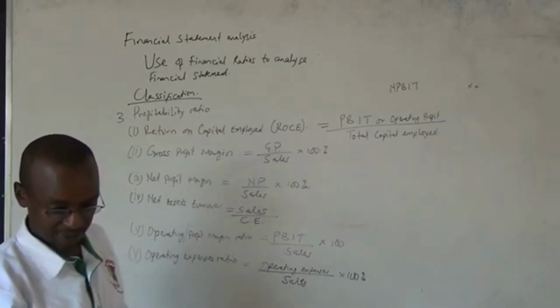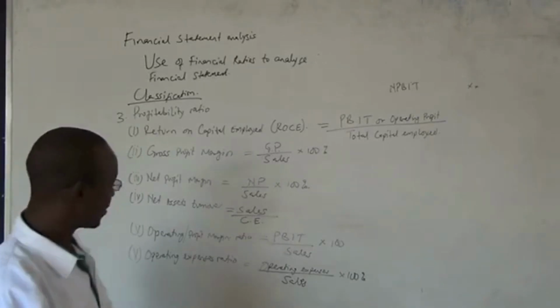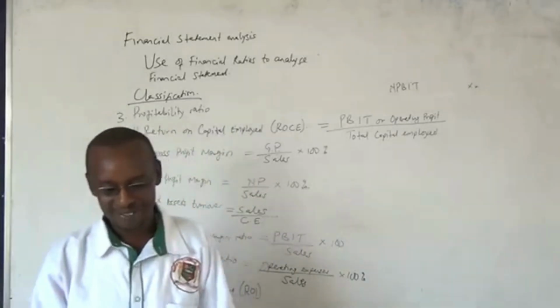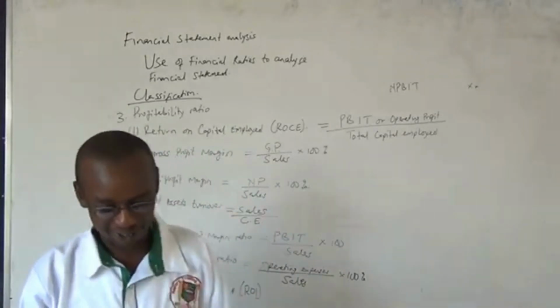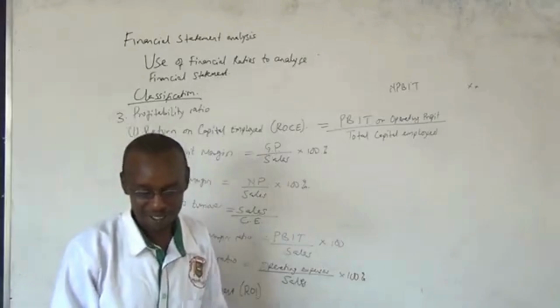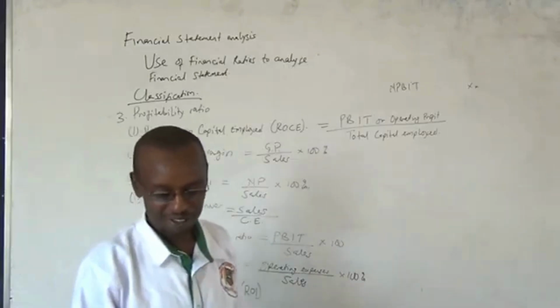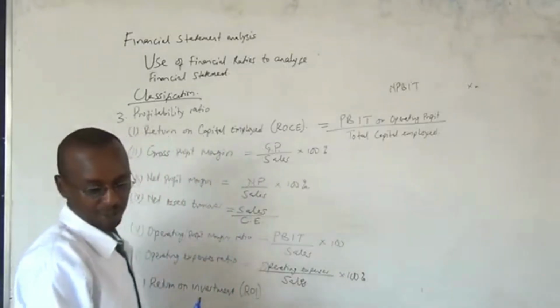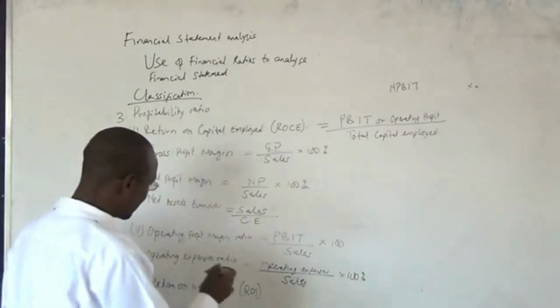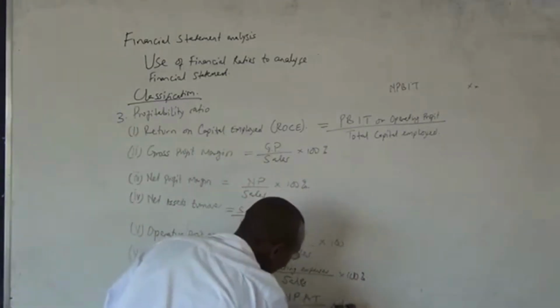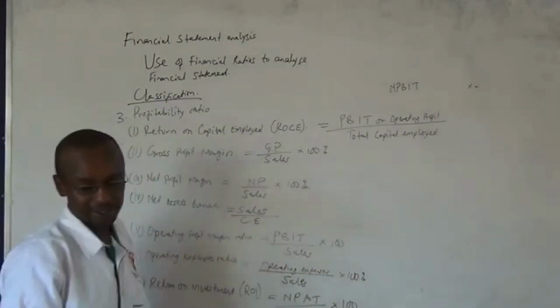Return on investment. It measures the efficiency with which the company uses its total funds in capital employed to generate returns to the owner's funds. So return on investment is net profit after tax over capital employed multiplied by 100.